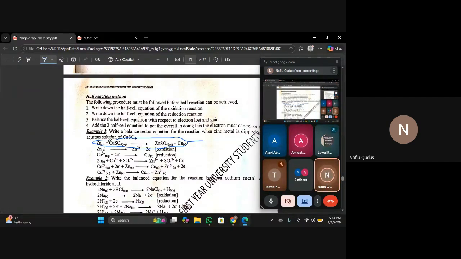Here we have a displacement reaction. Thank you very much. So with what we've done so far, what type of reaction can we categorize this as? That's the question I asked. Very clear. Okay, fine.